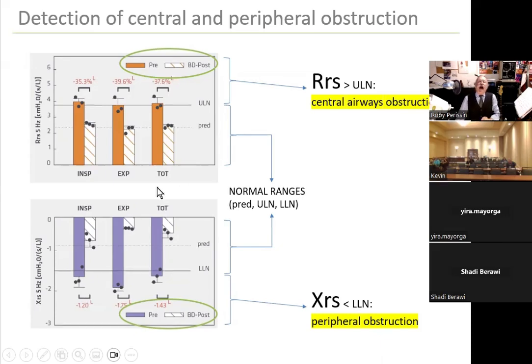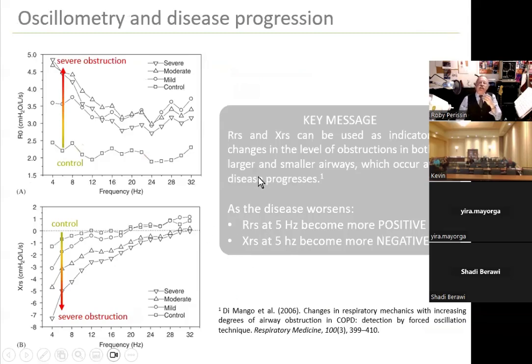But funny enough, high resistance is no good. High reactance is good. Hence, the graphs being upside down. That's the most difficult item to digest. And it is well documented that over time, resistance and reactance are great to indicate changes in the level of obstructions in large and smaller airways when disease progresses. So when the patient comes back for control, you'll be able to compare with trending how his small and larger airways are doing. So resistance becomes more positive and reactance becomes more negative as disease worsens.